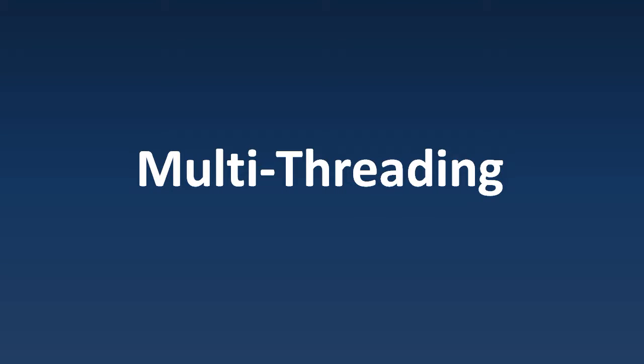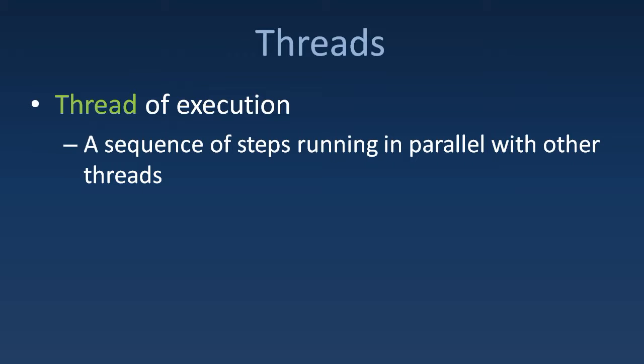Welcome. This video introduces the idea of multi-threading using BYOB. Multi-threading is when we have multiple threads of execution. A thread of execution is just a sequence of steps, basically a mini program that's going to run in parallel with other threads, with other mini programs. Why would we want this?